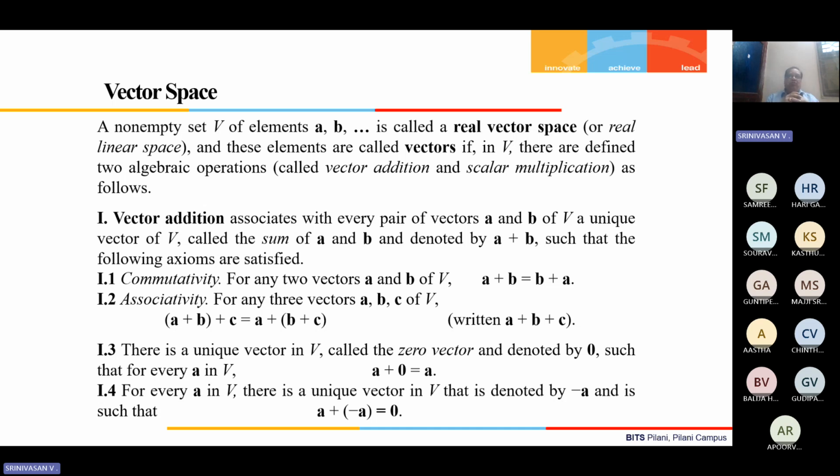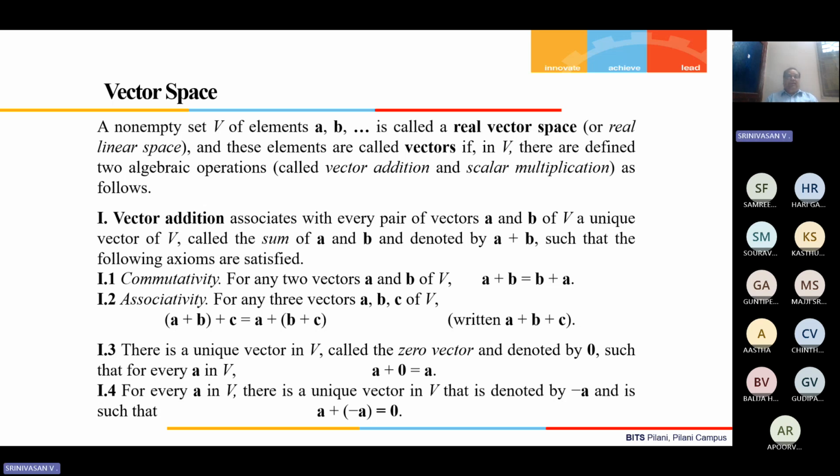So what are the axioms to be satisfied? Here straight away commutativity is one of the axioms. For any two vectors A and B of V, A plus B equals B plus A. For any three vectors A, B, C of V, you have associativity: A plus B plus C equals A plus B plus C. Or if you remove the brackets, anyway, it is A plus B plus C.